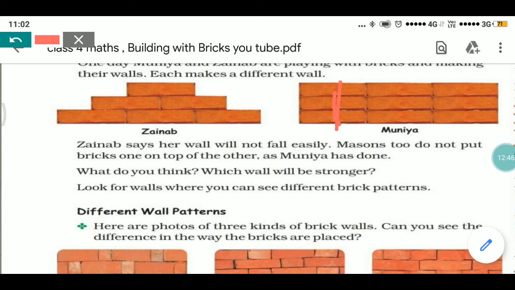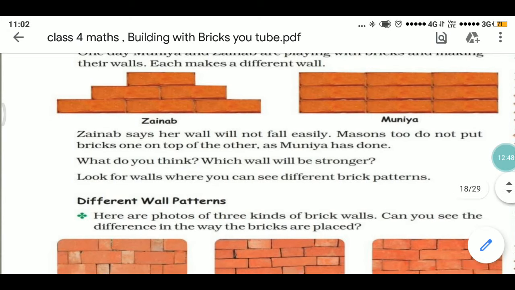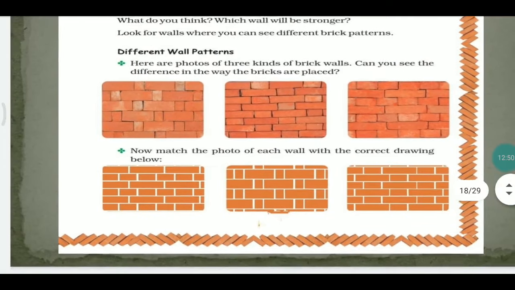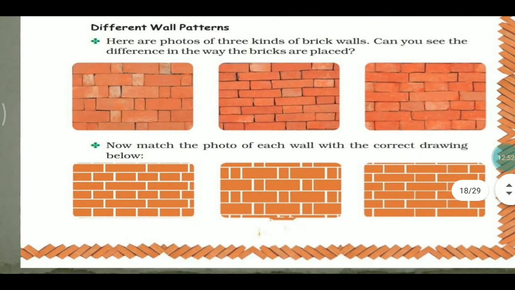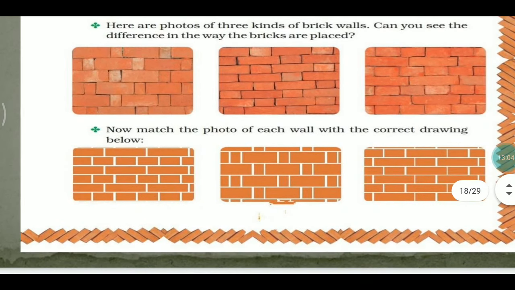Next, different wall patterns. Here are photos of 3 kinds of brick walls. Can you see the difference in the way the bricks are placed? Now match the photo of each wall with the correct drawing below. Students, it is an easy one. Look at the picture carefully and match it.